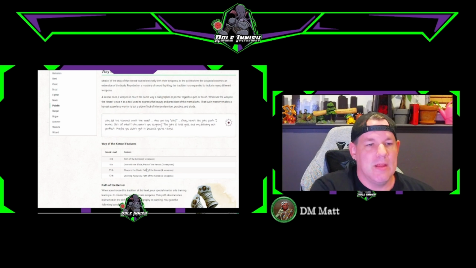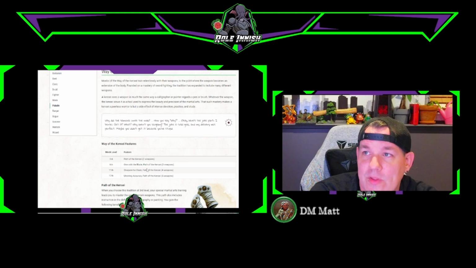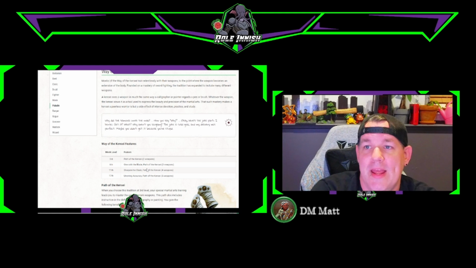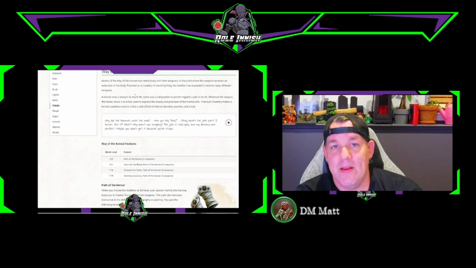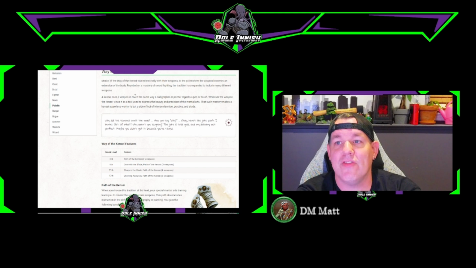Okay. Next option is the way of the Kensei. Now, the way of the Kensei is they're weapon-based monks. They train relentlessly with their weapons to the point where their weapon is basically like an extension of their body. Founded on a mastery of sword fighting, the tradition has expanded to include many weapons. It doesn't have to just be swords. They see a weapon the same way a calligrapher sees a pen or an artist sees a brush. And such mastery makes a Kensei a peerless warrior.